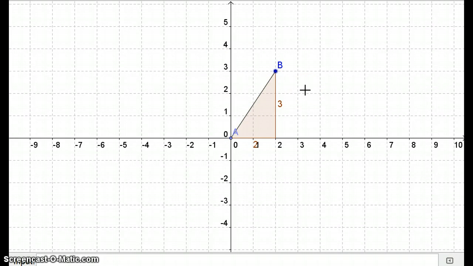Okay, 3 over 2. It's a little bit hard to see the 2, but it's there. So the slope is the rise divided by the run, and the rise is 3 and the run is 2. 3 over 2, or 1.5. So coming back, the slope is 1, slope is 1.5. Shift it up again, slope is 2.